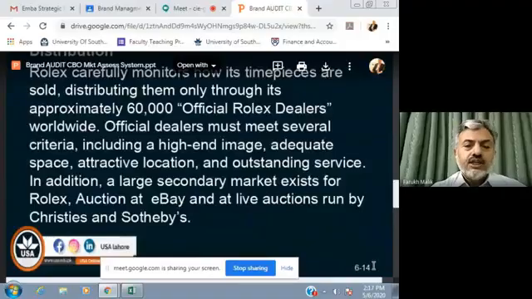So official dealers must meet several criteria, and that includes high-end image, adequate space and an attractive location, and outstanding service, and their staff should be very well trained. In addition, a large secondary market exists for Rolex, and auctions at eBay and at live auctions run by Christie's and Sotheby's. So Sotheby's and Christie's, they run live auctions.